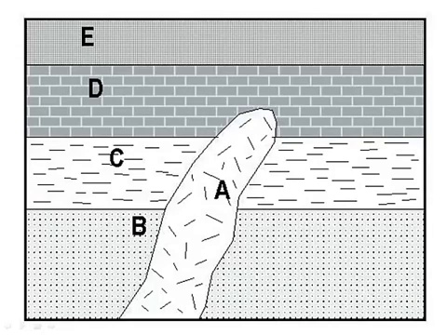Let's look at another example. We know from the law of superposition that these rocks are older than these rocks, which are older than those rocks, which are older than those rocks. So the youngest rocks in this pile are E, and the oldest rocks are B. Now we know that A is younger than B, C, or D because it cuts across them. Pretty simple.